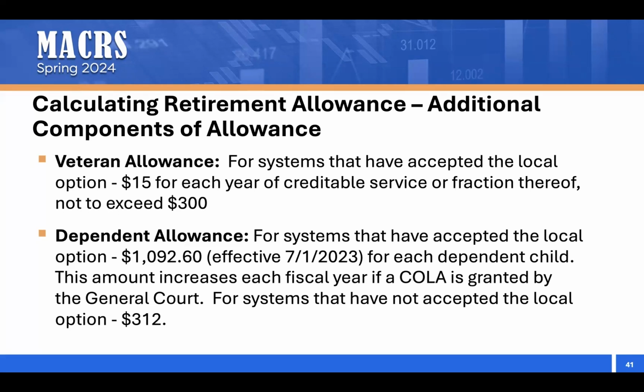The dependent allowance is available to all retirees. For the systems that have accepted the local option, the current amount is $1,092.60 for each dependent child. The amount increases each year if a COLA is granted by the general court. The general court is essentially the state and teachers retirement systems. So if they adopt a COLA, then the dependent allowance would increase. If they do not, the dependent allowance does not increase, even if the local board passes its own COLA. For the few systems that have not accepted the local option, the dependent allowance payable is $312.